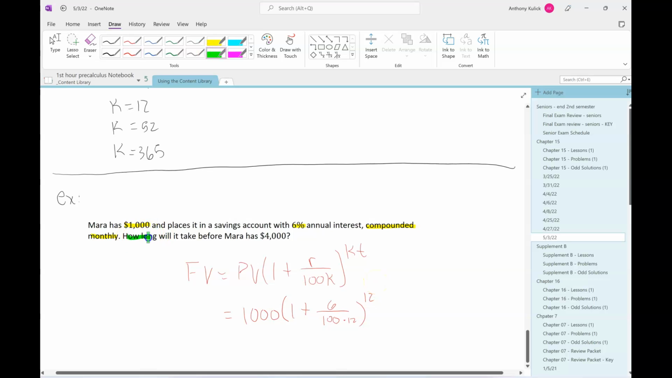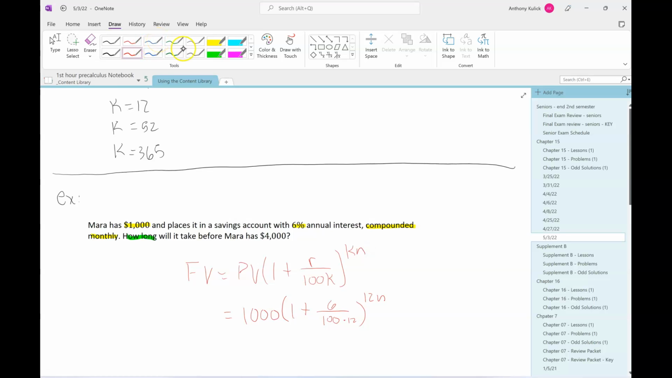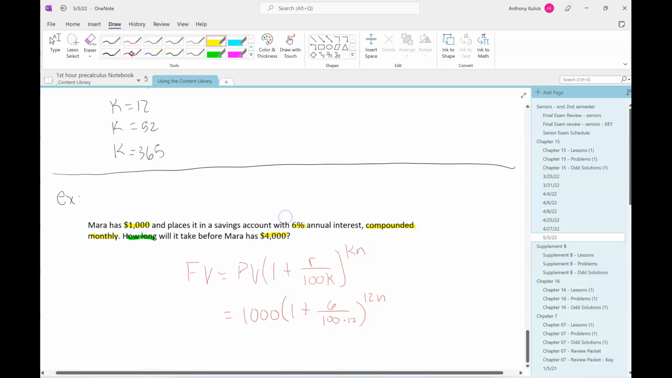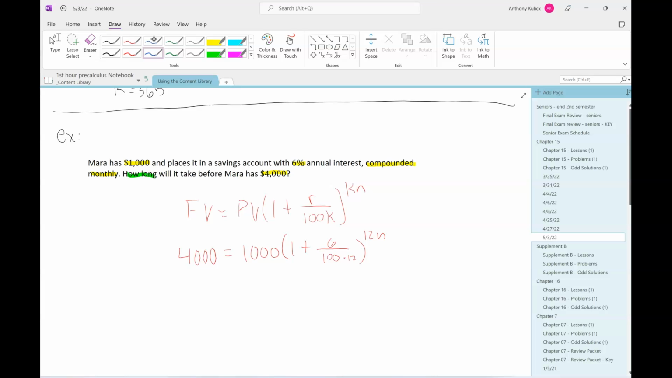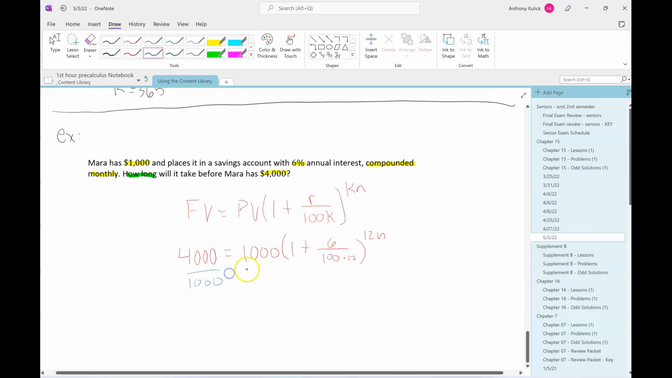And the question asks how long, so what are we going to be solving for? Oh, I'm sorry, that's supposed to be the N there. I always want to call it T because in all the other formulas, time is T. I don't know why we've used N for time. It drives me bonkers. And then the 4,000 must be the future value. So what are we really solving for here? An exponential equation, right? The first step to do this would be, great, divide both sides by 1,000.